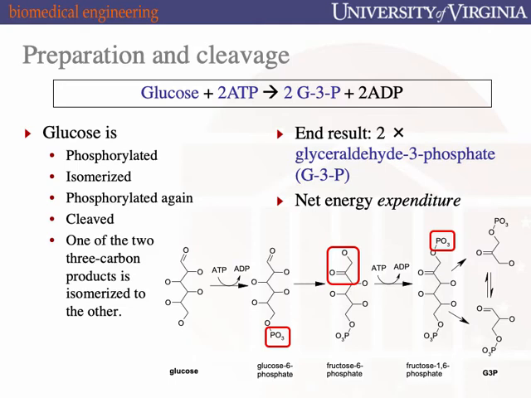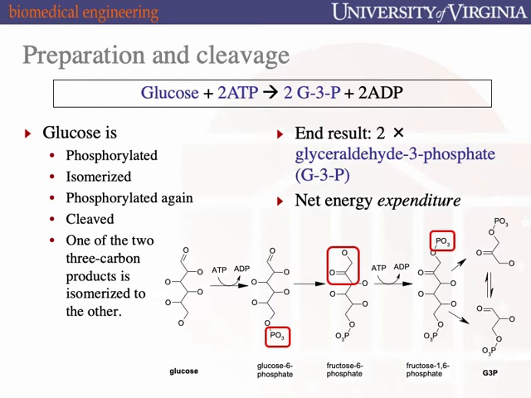Preparation and cleavage. The preparation of glucose and these early steps might strike you as a bit puzzling because they involve hydrolyzing ATP rather than synthesizing it. The high-level mass balance is shown up here. We're going to take glucose and hydrolyze 2 ATPs to generate this intermediate molecule, which I'll speak more about in a moment, and then we have the 2 ADPs as mass balance. What occurs? Here's glucose, open chain conformation.